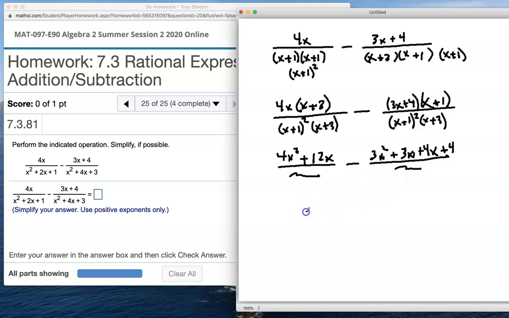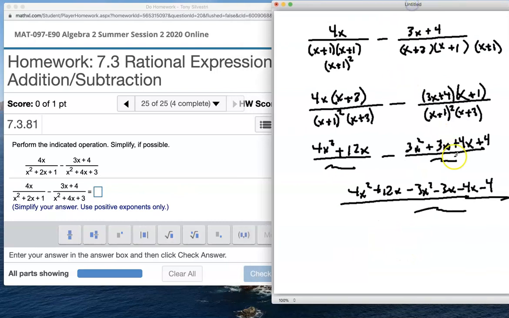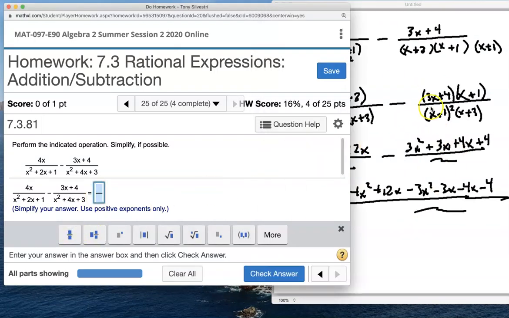Now, we need to write one fraction. We're subtracting, which means I have to subtract every term on the right. But on the left, we write it down like this, 4x squared plus 12x minus 3x squared minus 3x minus 4x minus 4 over blah, blah, blah. Okay. I'm going to combine my like terms. I'm going to do this in my answer box because it'll look better if I do it out in my answer box.